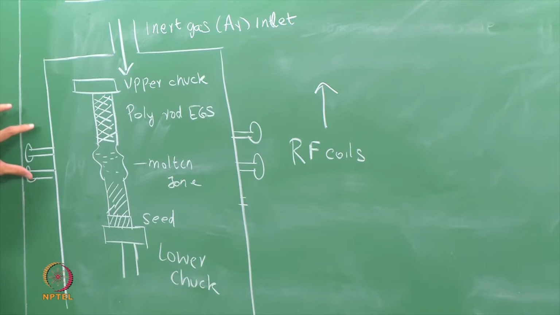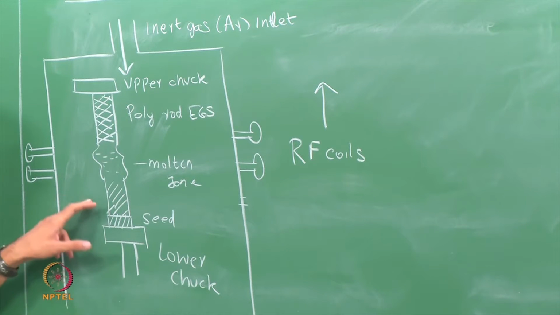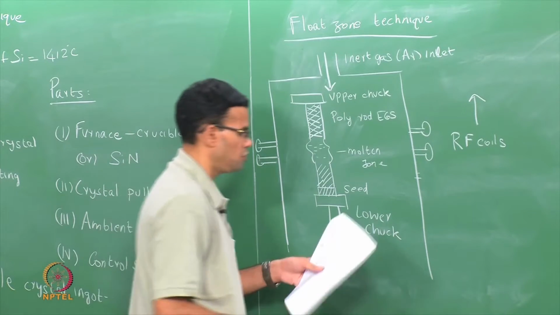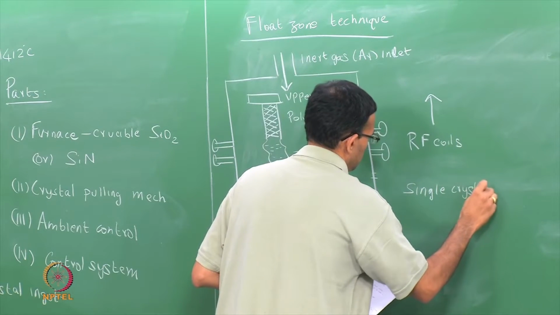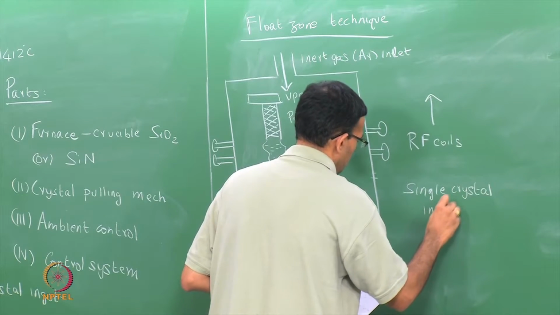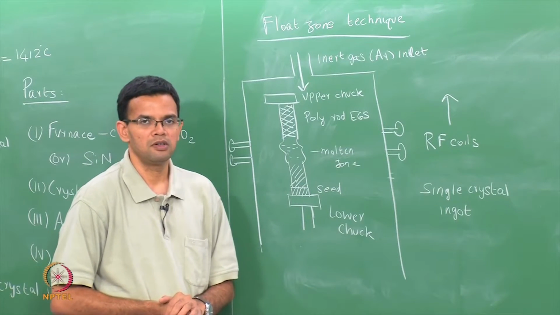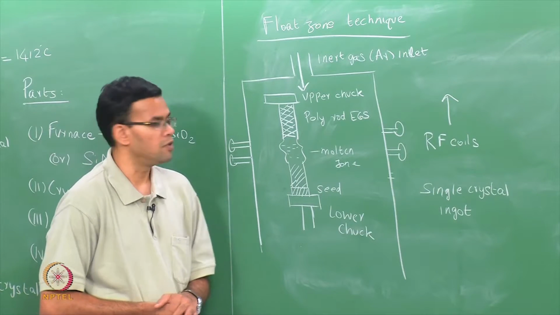So, as the RF coils travel, initially the entire rod is polycrystalline. As it travels up, it melts a small region which recrystallizes with the same orientation as that of the seed. And as the molten zone goes up, more and more of the rod becomes single crystal, so that finally you get your single crystal ingot. And because this entire process is done in an inert gas atmosphere, you can reduce the concentration of oxygen within your silicon wafer.